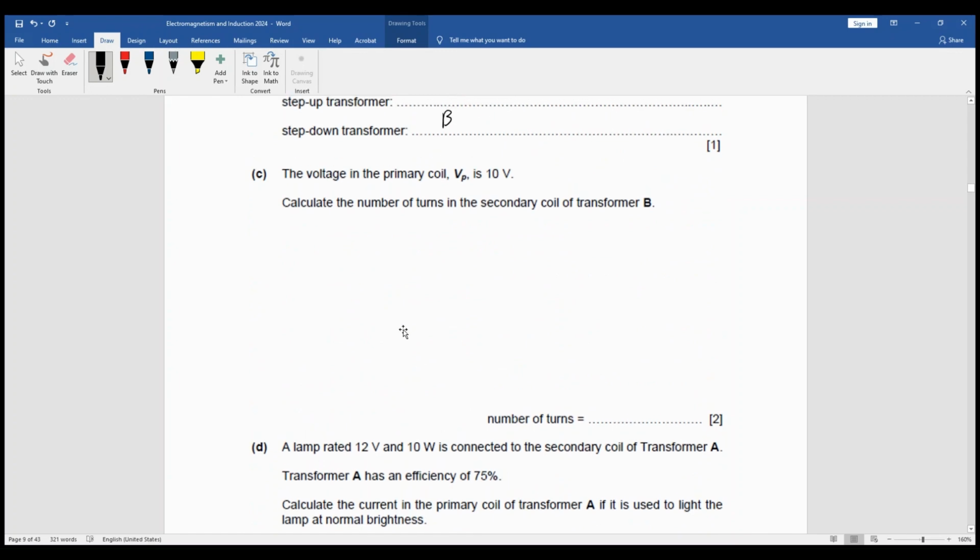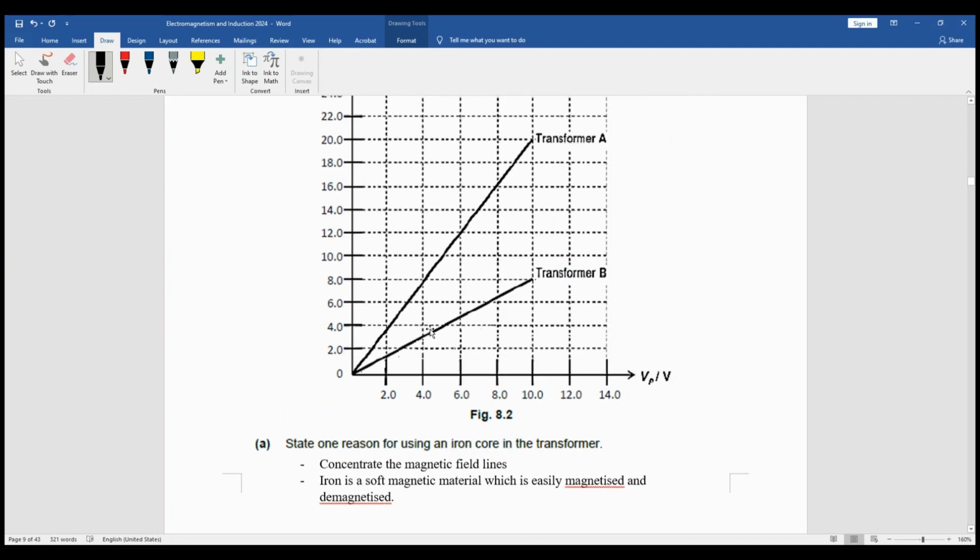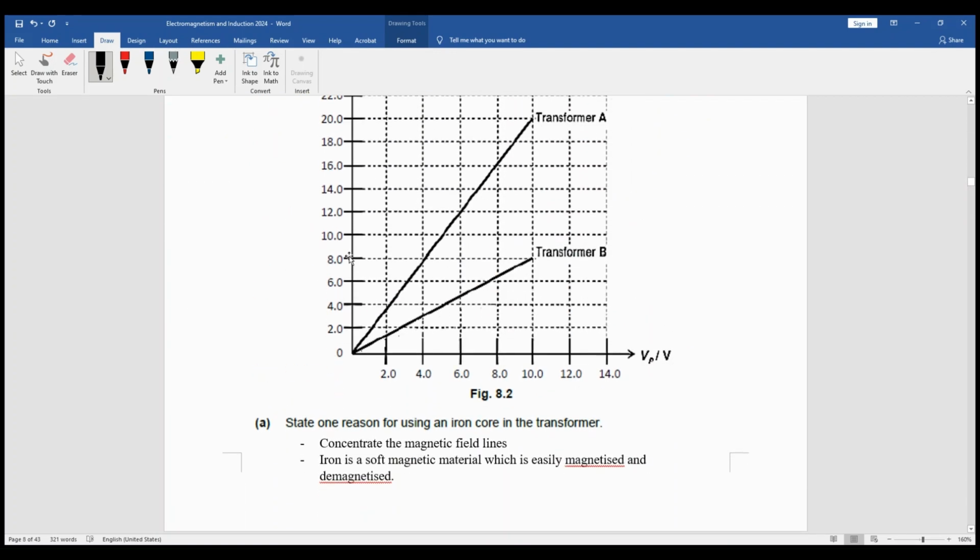Okay, I'm going to write. Voltage in the primary coil Vp is 10 volt. Calculate the number of turns in the secondary coil of transformer B. Transformer B, 10 volt. Where's 10 volt? Oh yeah, they never say. So it should still go up this way, right? Now 8 to 10. Oh no, 10 to 8.